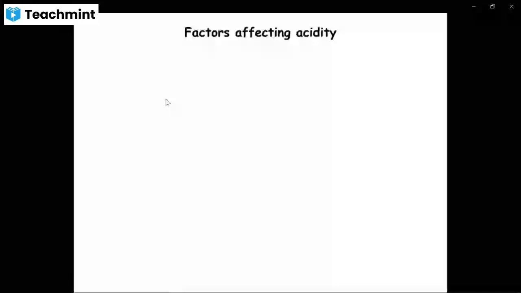Now what are the factors on which the acidity depends? This is very important. There are four important factors on which the acidity of a molecule or an acid depends. If we have an acid AH, then the first factor on which the acidity will depend is the strength of the AH bond. I'll show you this by one example. Whenever you have to compare the acidity of two or more molecules, you have to first look into the bond strength.